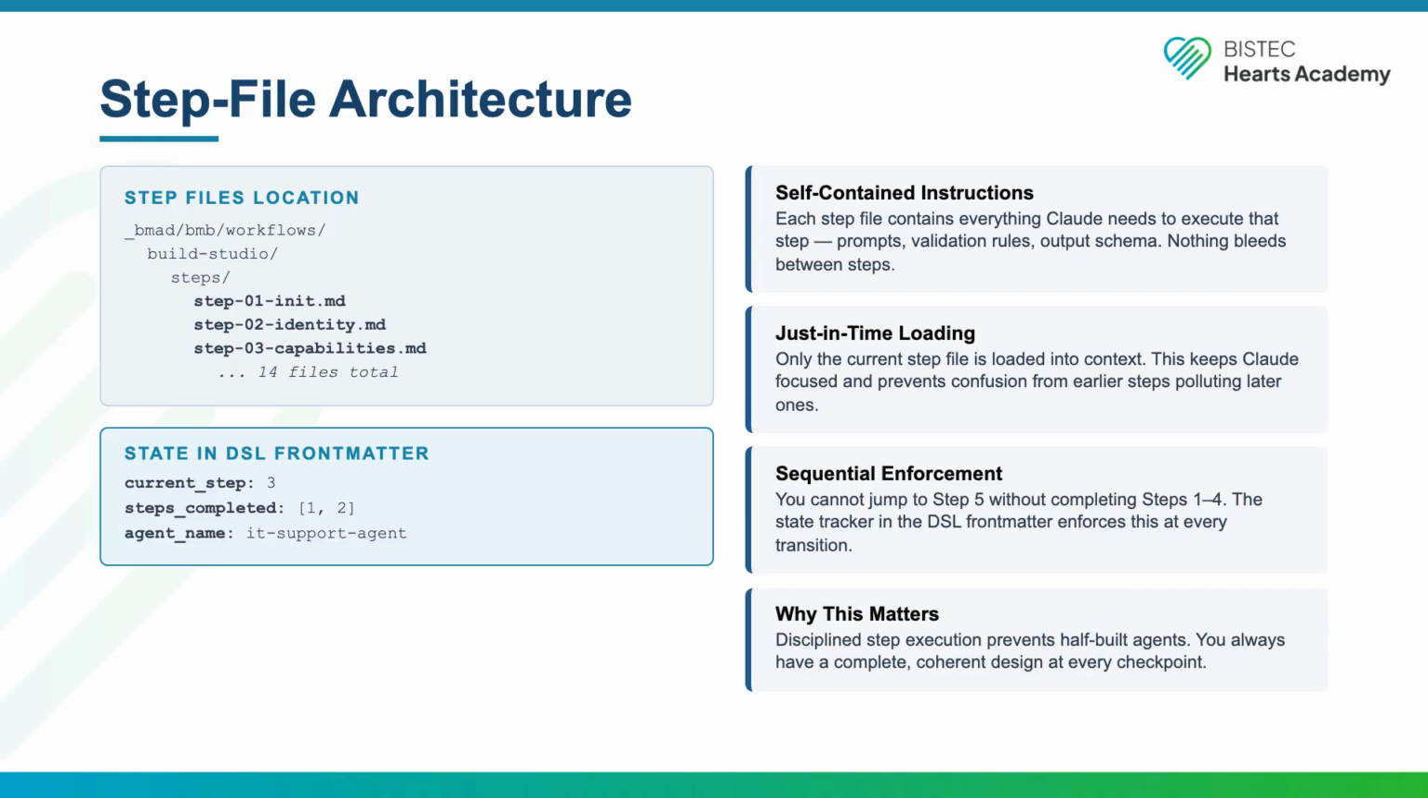State is tracked in the DSL file itself, in its YAML front matter. The front matter records the current step number, the list of completed steps, and the agent name. This is what makes pause and resume possible. You can stop mid-design, return the next day, and Claude picks up exactly where you left off. Sequential enforcement is implemented through this state. When you trigger a step, the step file checks the front matter and refuses to proceed if its prerequisites aren't complete.